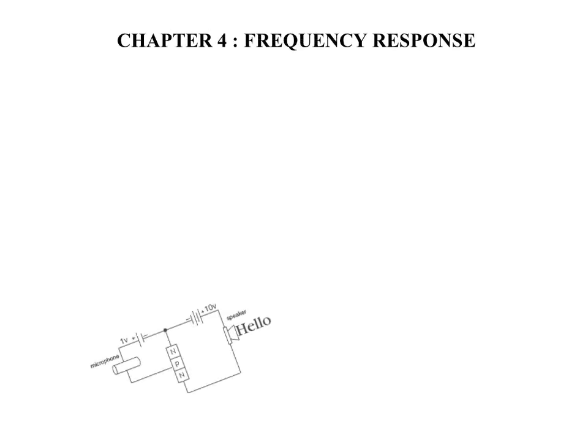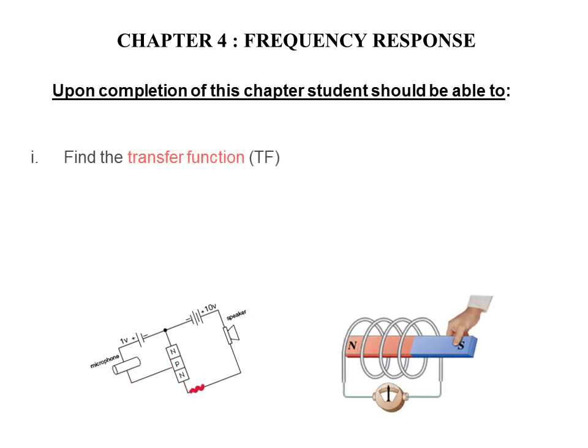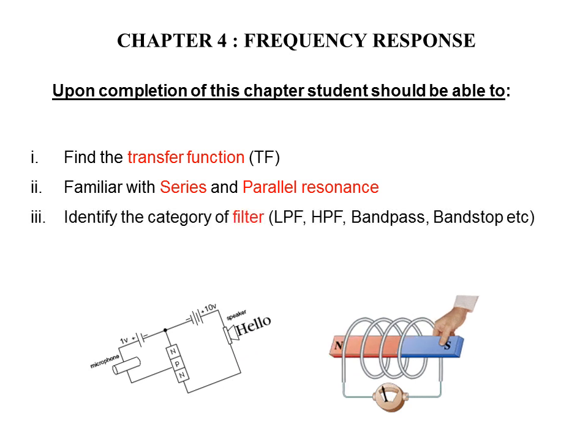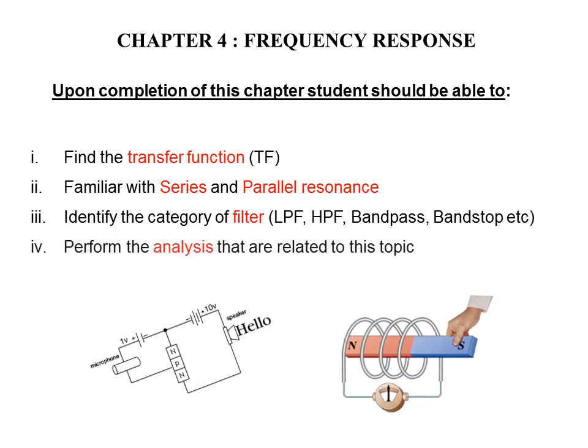Now we're going to learn a few things in this chapter. Upon completion, you should be able to find the transfer function of a circuit, get familiar with series and parallel resonance, identify the category of filter, low pass, high pass, band stop, etc., and also perform some analysis related to this topic.